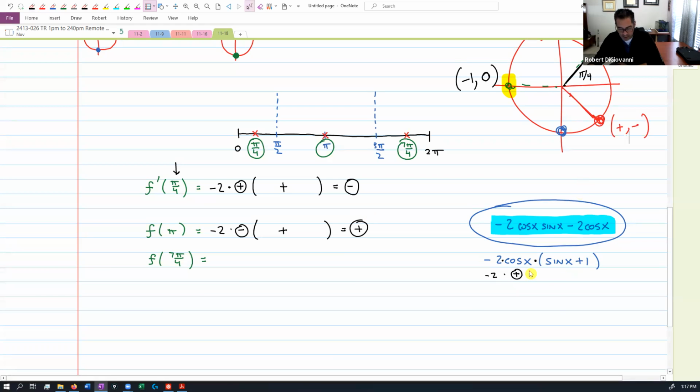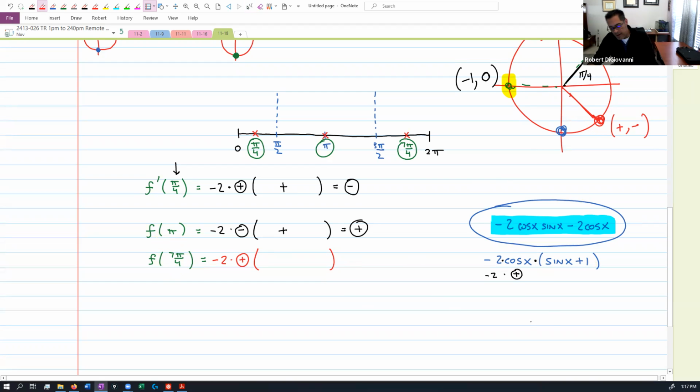All right, let's see what happens. We'll have -2 here times cosine of that angle, which is the x coordinate, and that's positive. And then this part is tricky. I'm going to do sine of 7 pi over 4. Yes? That should be a negative number. But then I'm adding 1.